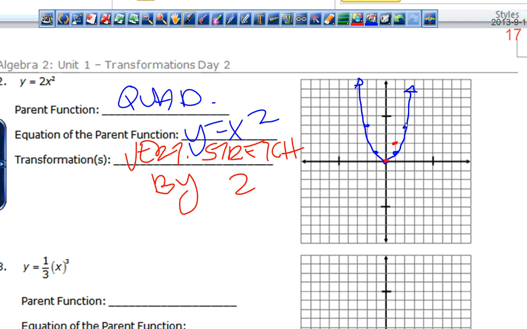So what's my new y value going to be? 2, 8. What would be the domain? Or the range. You get 2, right? Those zeros in there.